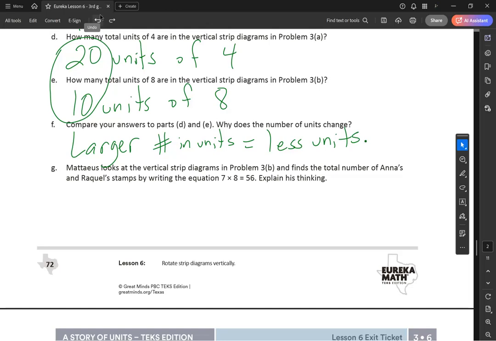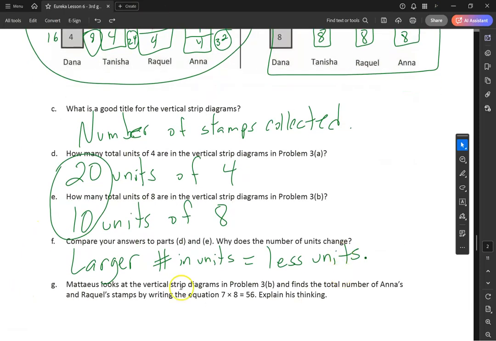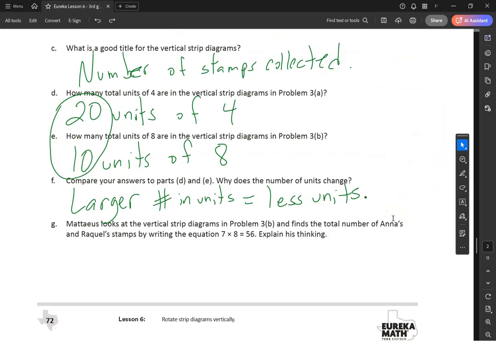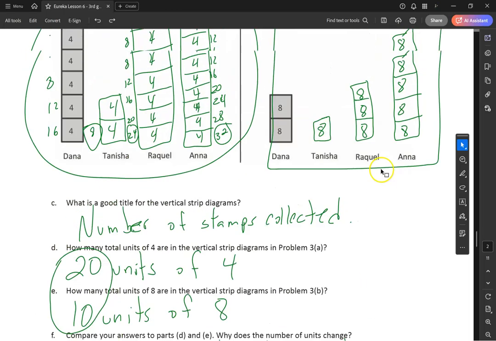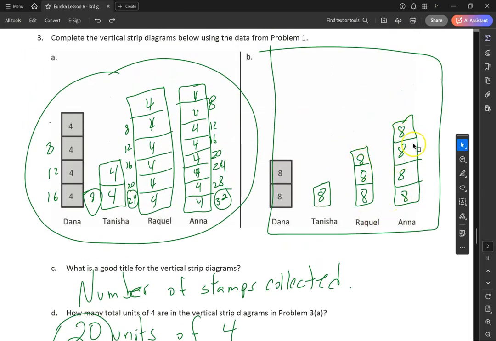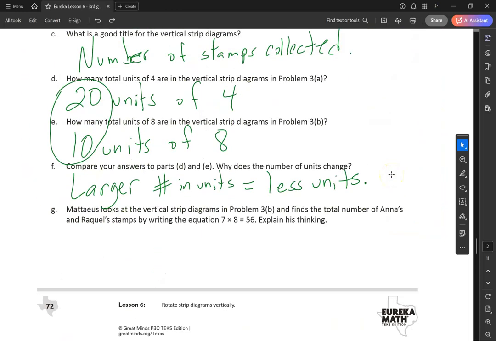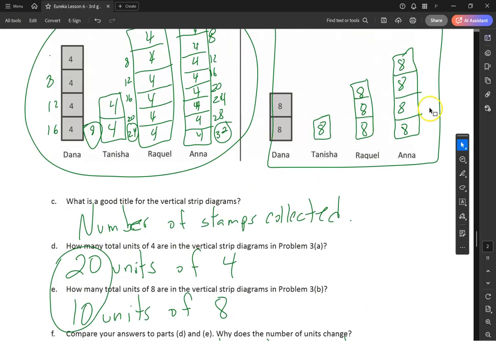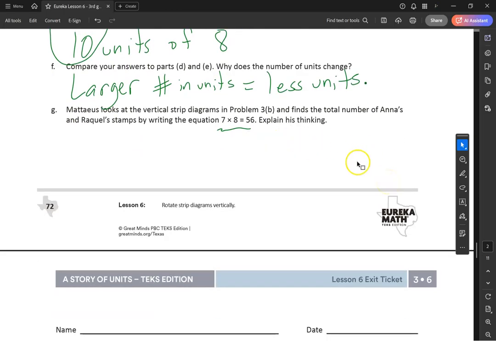G. Mateus looks at the vertical strip diagram in problem 3B and finds the total number of Anna's and Raquel's stamps by writing the equation 7 times 8 equals 56. Explain his thinking. Okay, so he said he's looking at Anna and Raquel's stamps. So what he did was he counted both of theirs, which one is 3, one is 4. That's a total of 7. So they did 7 times 8 because 8 is the unit. So 7 times 8 is 56.